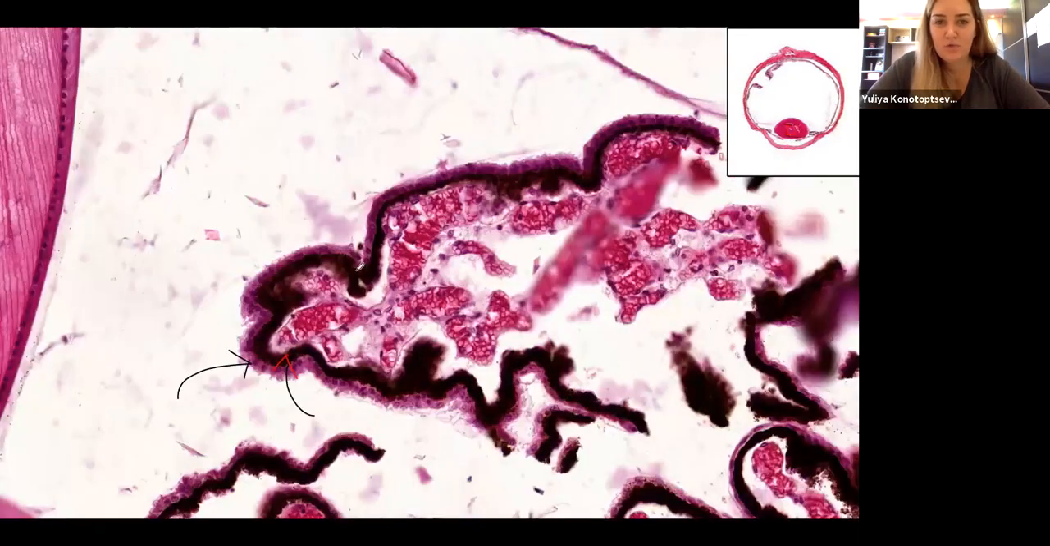Let's magnify into the ciliary processes. We can see the top layer is non-pigmented, the inner layer is pigmented. So these are the two layers of the ciliary processes with a bunch of blood vessels present. I repeat, these blood vessels belong to the iris. Yes.